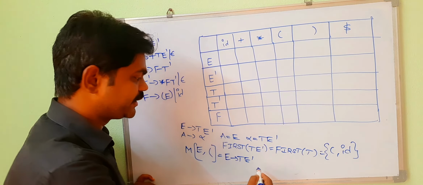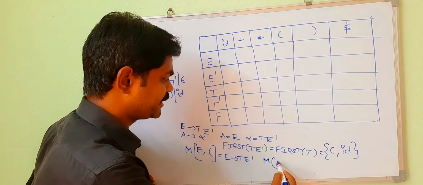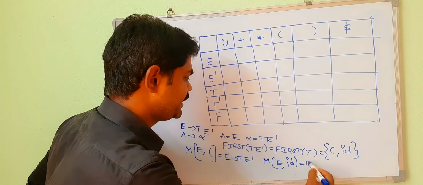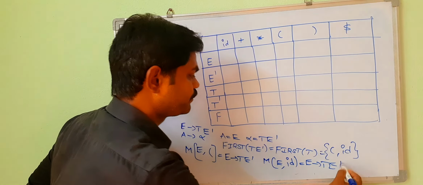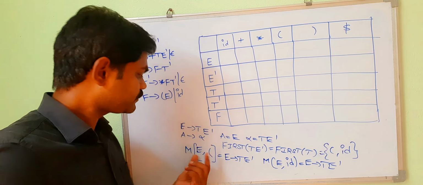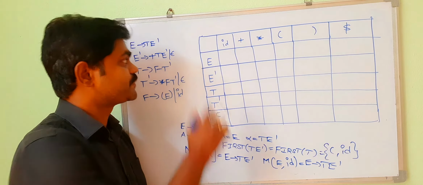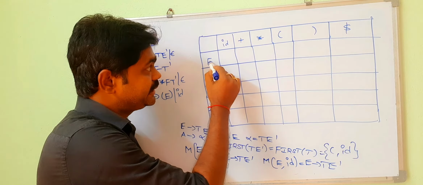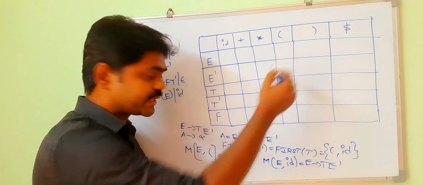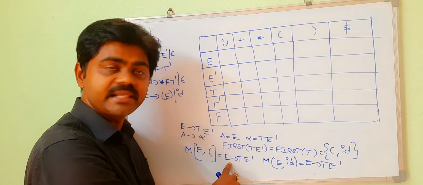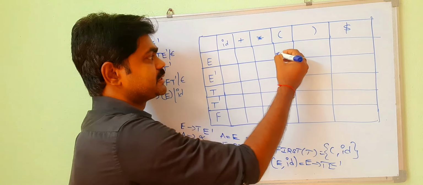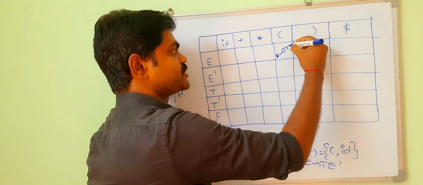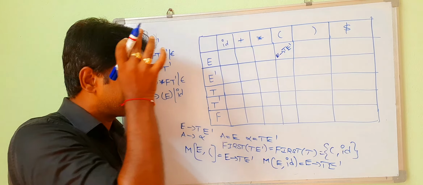We also have one more thing, right? M of capital E comma another terminal, id, equals E tends to T dash. So M of E comma open parenthesis. Are you getting what I am saying? E and open parenthesis. What entry should we write here? We should write the E tends to T dash entry in this column. So E open parenthesis, what should we write? E tends to T E dash.